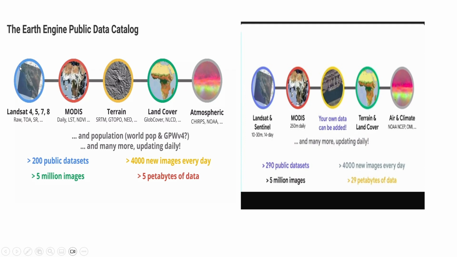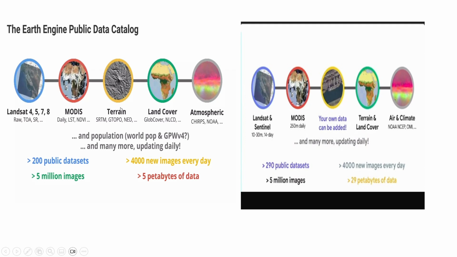Just for example, shortly we will discuss it. Landsat: you see here Landsat 5, Landsat 4, Landsat 7, Landsat 8, and every dataset has raw images, top of atmosphere reflectance, and surface reflectance datasets individually. And also you see the MODIS satellite datasets: MODIS daily product LST, MODIS NDVI, and also 8-day interval and 16-day interval datasets. Lots of datasets are available in the MODIS section.